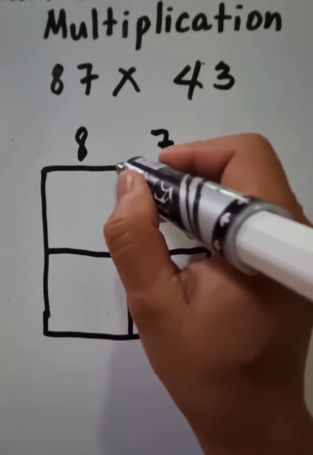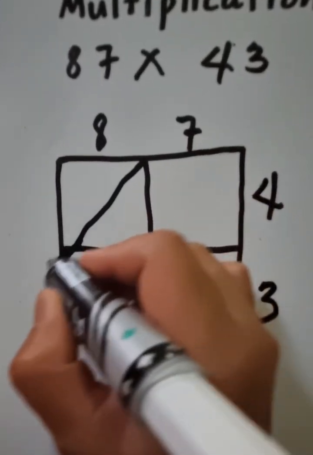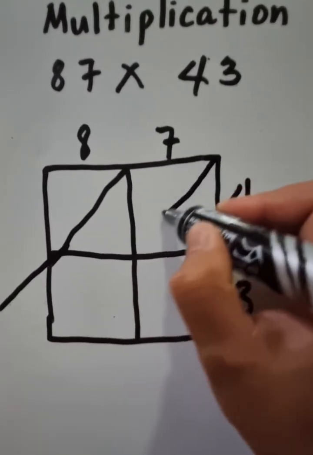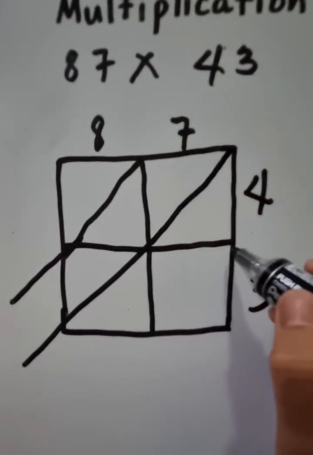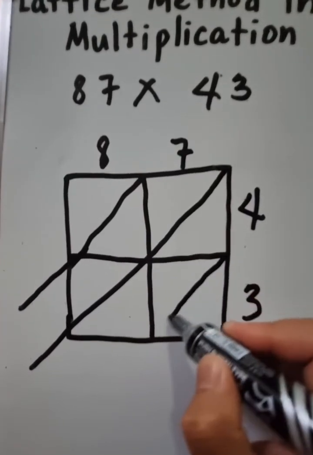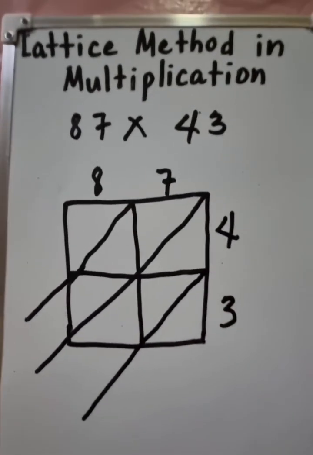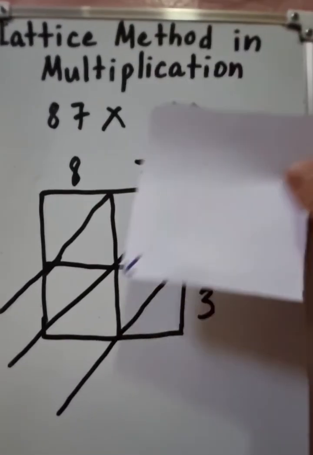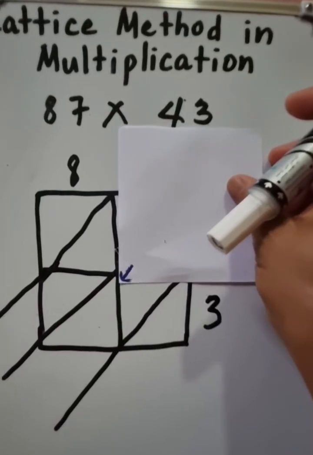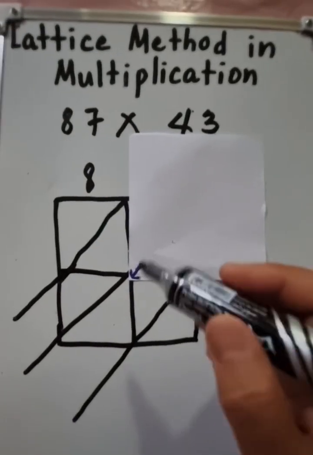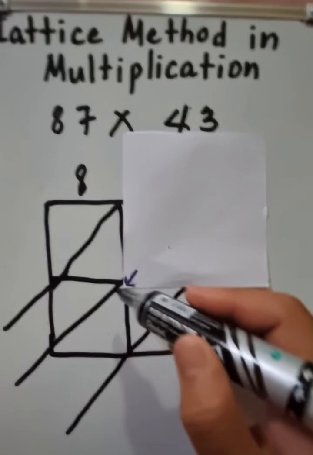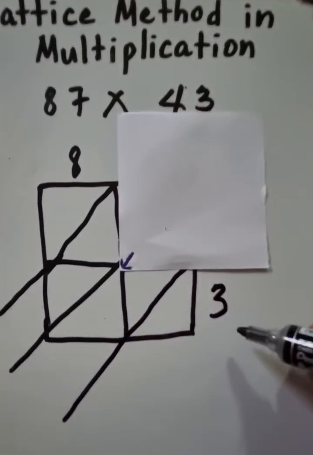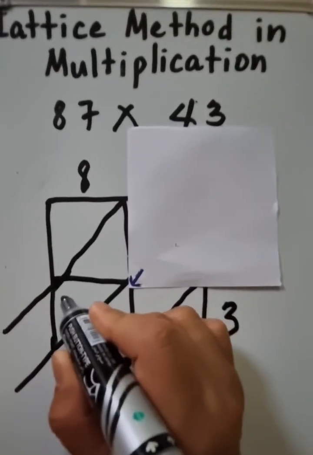Let us draw a diagonal line in here, a diagonal line also in here, and a diagonal in here. So we're going to multiply now. Let us start with this. Let us cover the others so that we will not be confused. We have here the arrow, meaning the product. When you multiply this, you're going to write it here. 8 times 3 is 24. So you're going to write it here.